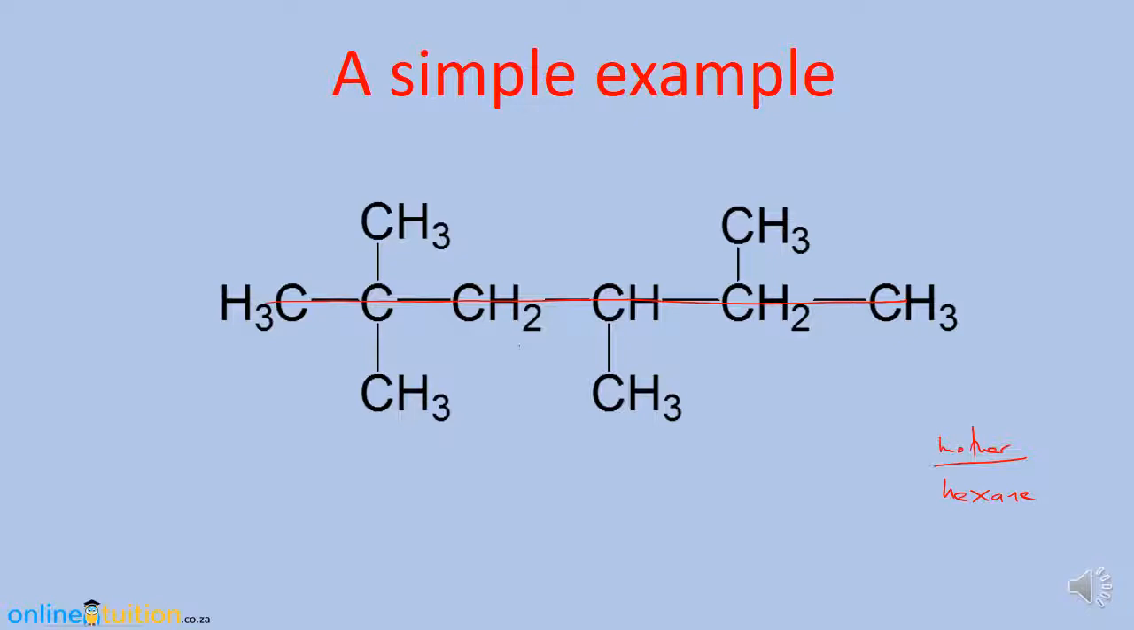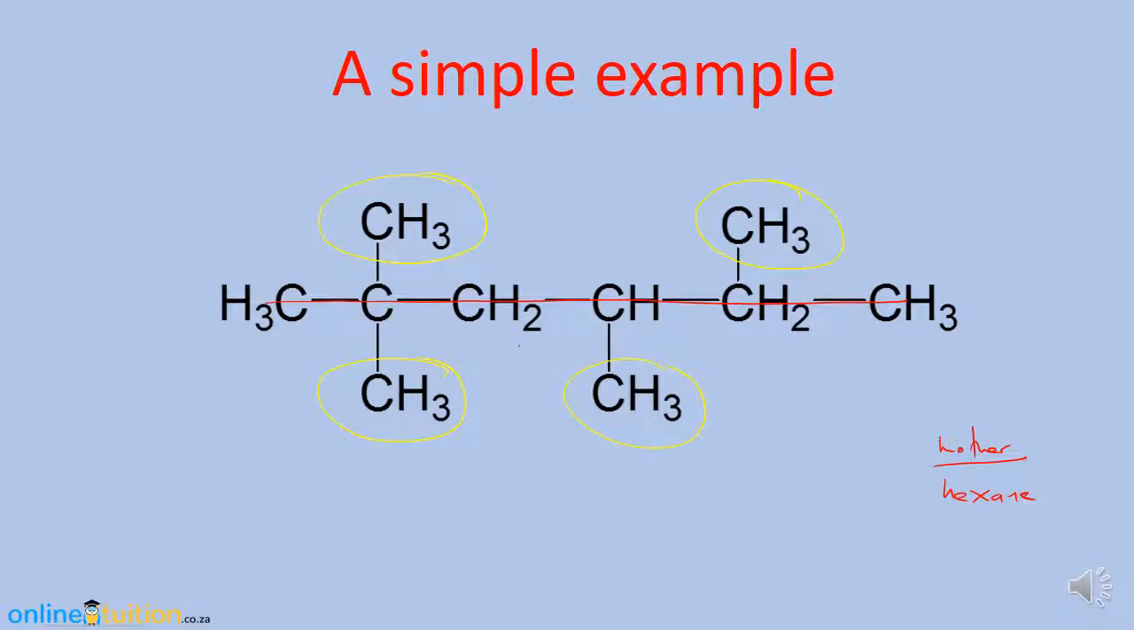Now, off the mother chain, it's pretty obvious now that you can see there are side chains, what we would call the alkyl groups. And there's one over there, a methyl group. There's a second one here. There's a third one there and the fourth one.